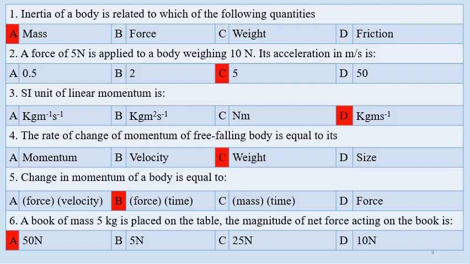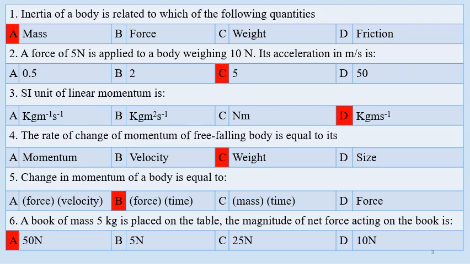Question number 1 is inertia of a body is related to which of the following quantities? Inertia का इनमें से following quantities में से किसके साथ relation है? Inertia क्या होता है? Inertia is the tendency of an object to resist changes in its state of motion, whether it is rest or movement.